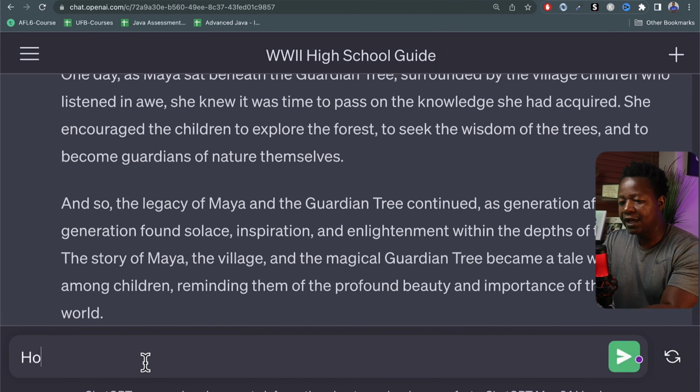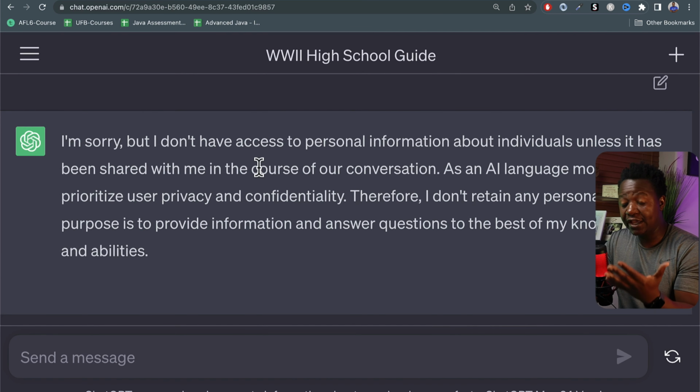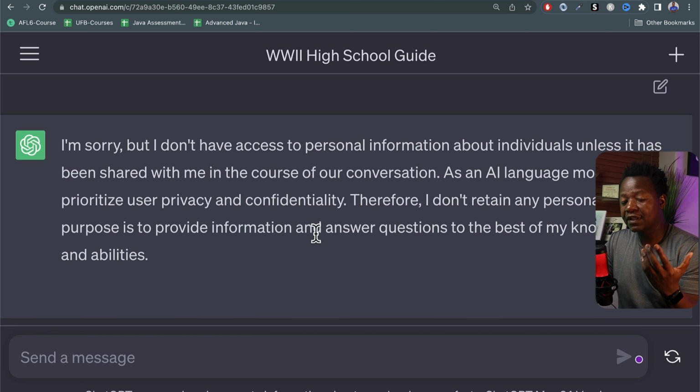How many sisters had Maya? How many sisters Maya has? Something like this. "I'm sorry, but I don't have access to personal information about individuals unless it has been shared." Okay, that's fine. This just tells us ChatGPT doesn't have the context of the information that we asked. We can say, for instance, that the output of our first prompt was not a correct input for our second prompt, in this case, for our feedback loop.